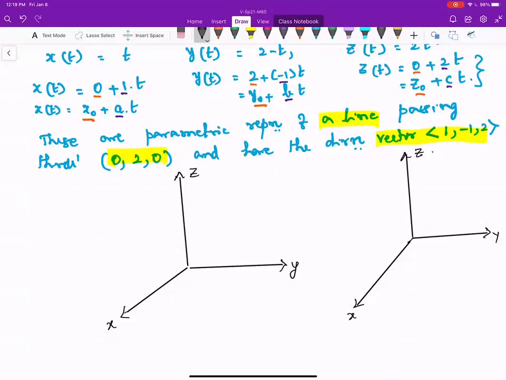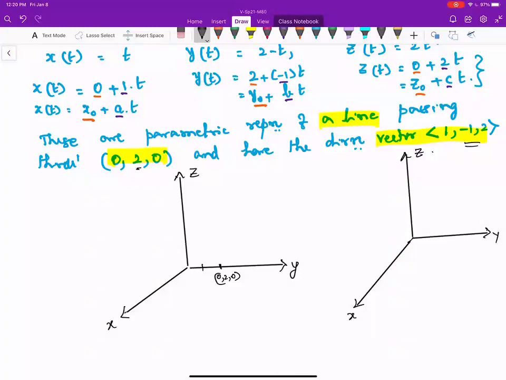So the space curve is a line that passes through 0, 2, 0. Because you see only the y coordinate is 2, the rest of them are 0. It's a point on the y-axis. And then it has a direction vector 1, negative 1, 2. So you have to make the line pass through this point in the direction of 1, negative 1, 2. Suppose you plot this point 1, negative 1, 2 in a separate graph.